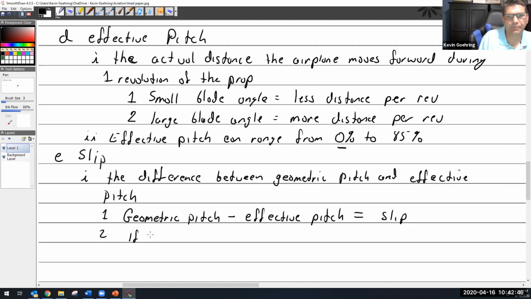If the prop is 100% efficient, which it's not, geometric pitch would equal effective pitch.